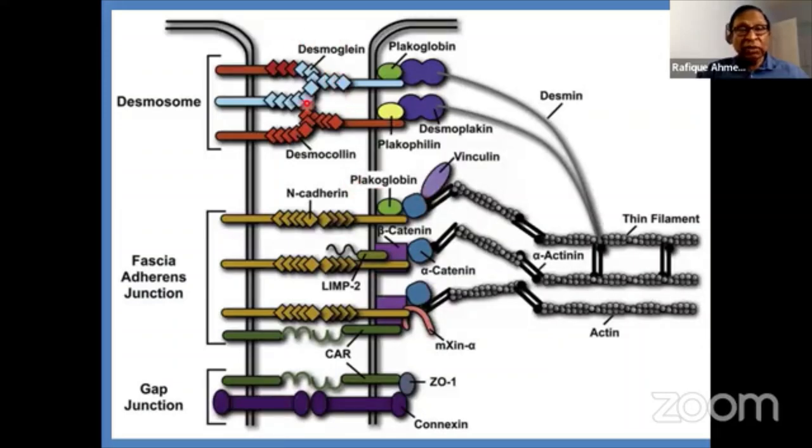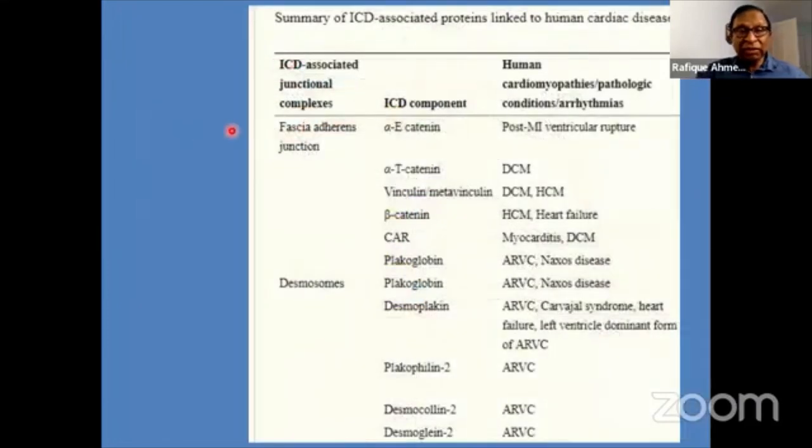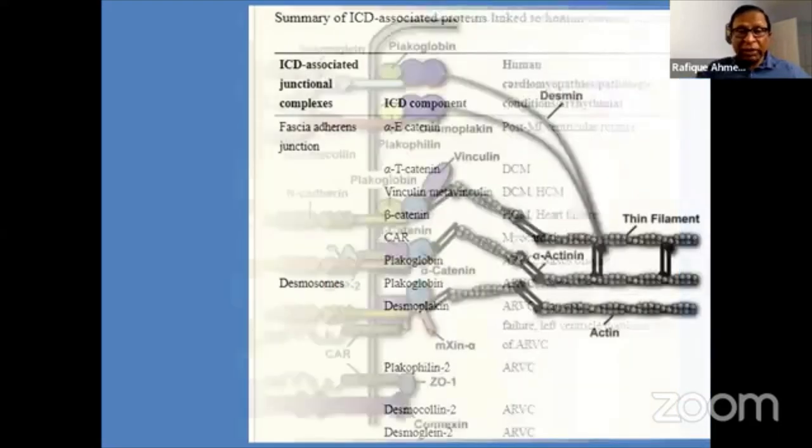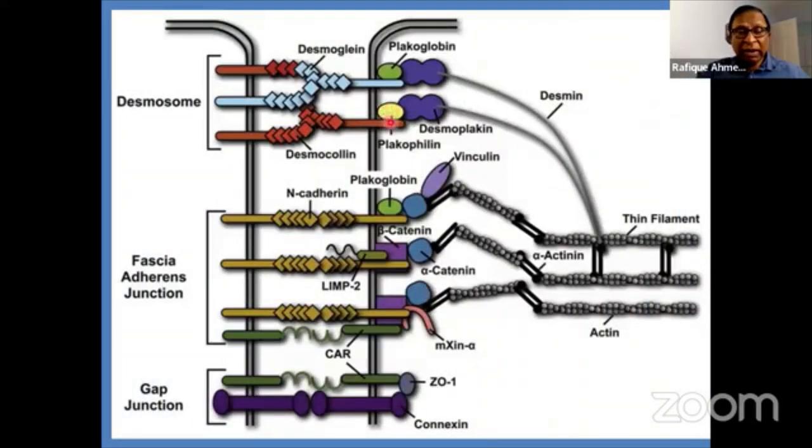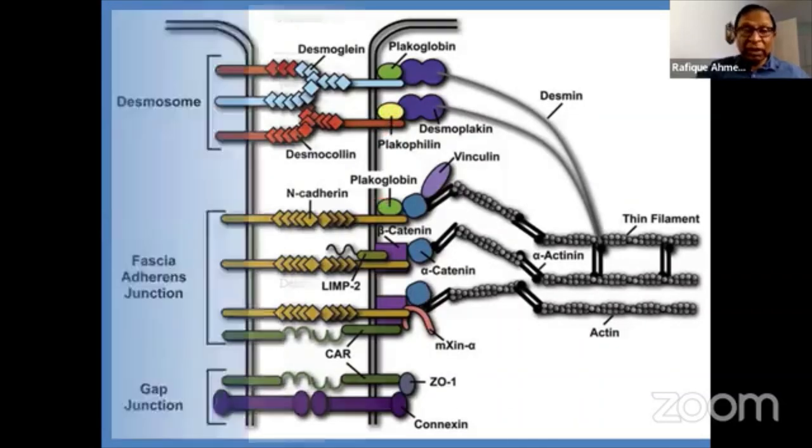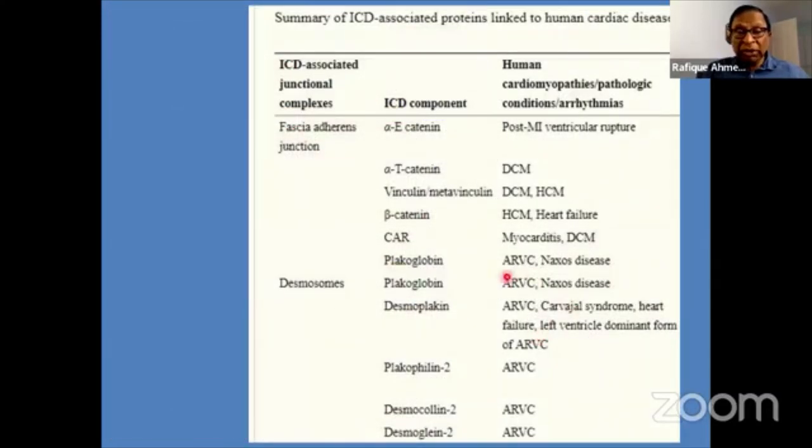And I'll just give you a summary of this. Look at this, if you have this one, it is important, placoglobin. Placoglobin is this one. If there is a problem, that is what is connected to arrhythmogenic right ventricular dysplasia. And then desmoglein, arrhythmogenic right ventricular dysplasia, dilated cardiomyopathy, catenin. So these are all the things that we are finding out now.